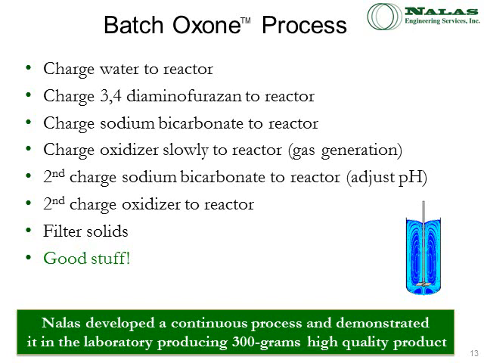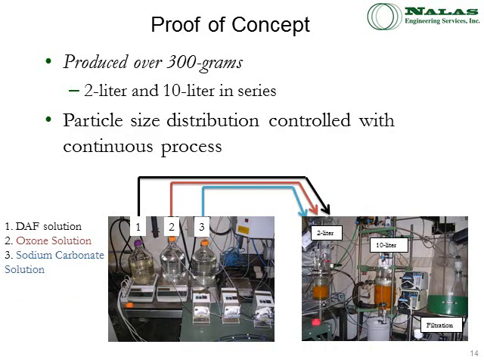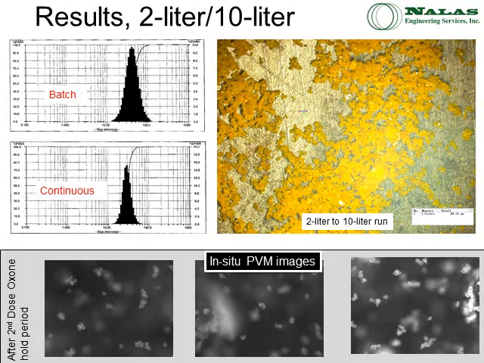And the Nailist developed a nice continuous process, and we demonstrated this, as I mentioned, in the 2-liter reactor, producing about 300 grams of good high-quality material that met all the requirements in terms of particle size distribution. Here's that 300-gram process. It was a 2-liter going into a 10-liter in series. Good particle size distribution. Really had no problems with running this particular process, and isolated good quality stuff.